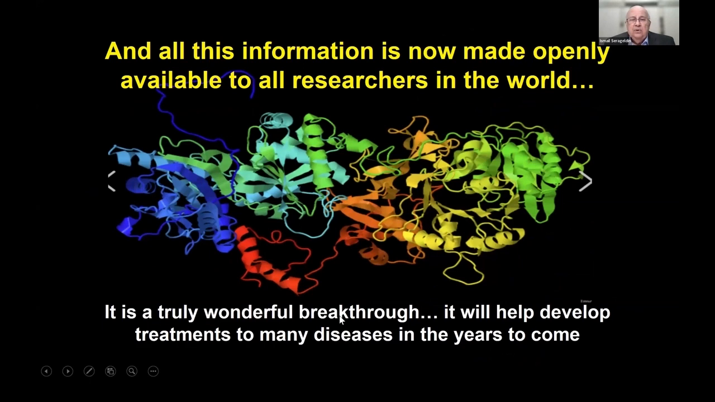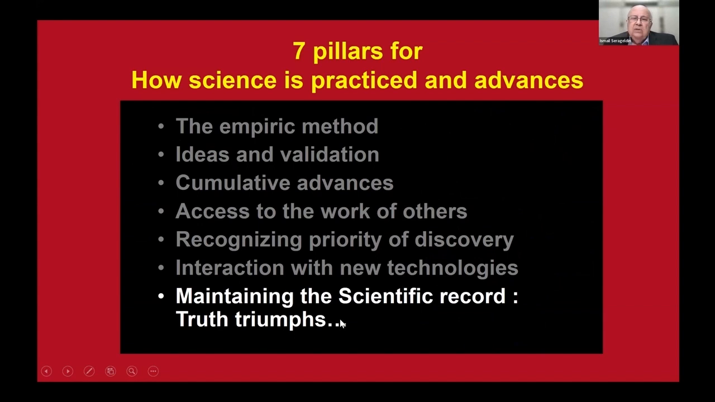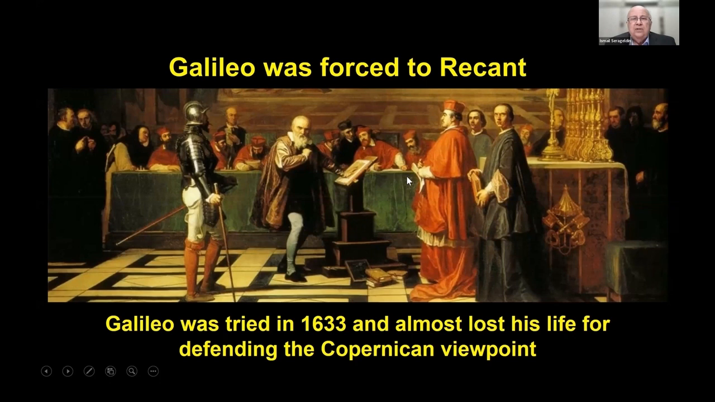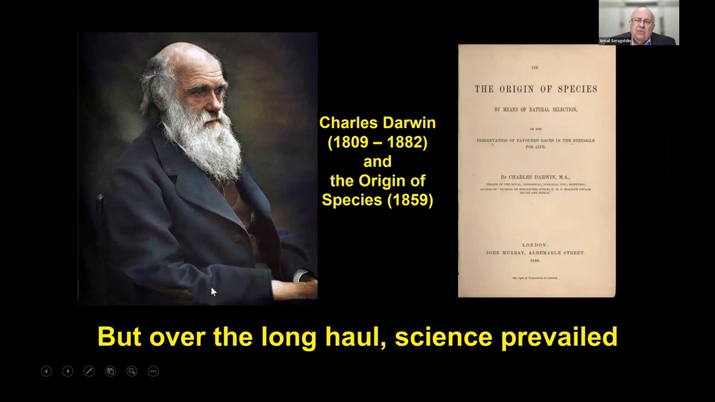And then we have to ensure that the scientific record is there for who did this first, priority, who builds on whom, and the ability to retest everything that everybody does. In the past, it used to be that scientists were subjected to authority. In 1633, Galileo had to stand and recant, and otherwise he would have probably been burnt alive. But as he said, it still moves. But over the long haul, and certainly in the last few centuries, science prevails.